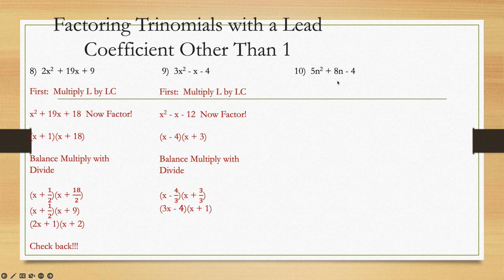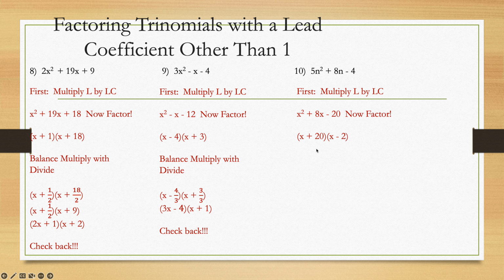Number 10, I look for a greatest common factor. Again, I see none. So I go to plan B, which is to multiply the last one by the leading coefficient. So I take the 5 in front, multiply it by the negative 4, and I get x squared plus 8x minus 20. Factor that.